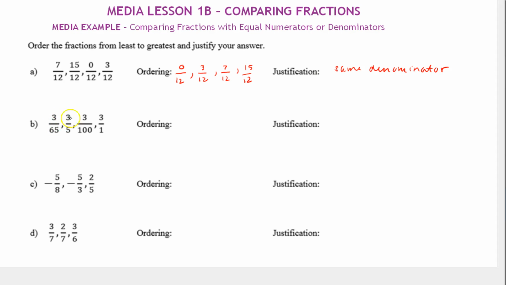Now in the next one, notice they all have the same numerator. Okay, so I'm going to compare the denominators. The bigger the denominator, the smaller the pieces are. I have the same number of pieces, so the smaller pieces will have a larger denominator. Okay, so the biggest denominator is 100, so 3 hundredths is the smallest. Okay, next is 65, so 3 over 65 is the next largest, then 3 over 5, and then finally 3 over 1.